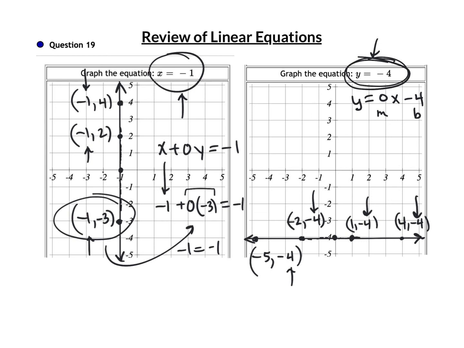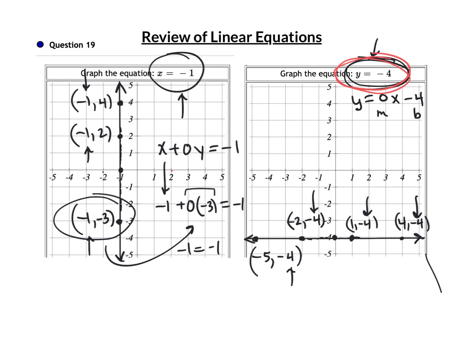The last thing to point out here is that any horizontal line is always going to be y equals. Y equals -4 is a horizontal line through -4. Y equals -2 is a horizontal line through -2. Y equals 1 is a horizontal line through y equals 1. And any vertical line is always going to be an x equals equation. So a vertical line that passed through 2 on the x-axis would be x equals 2. A vertical line that passed through 4 on the x-axis would be x equals 4.